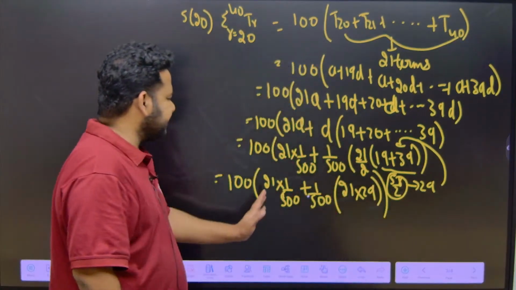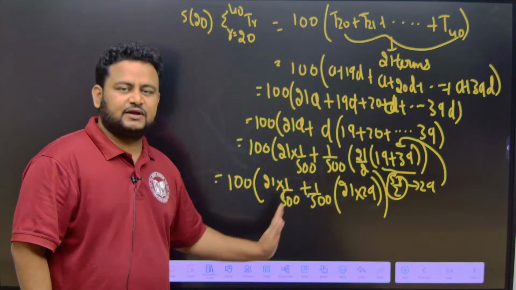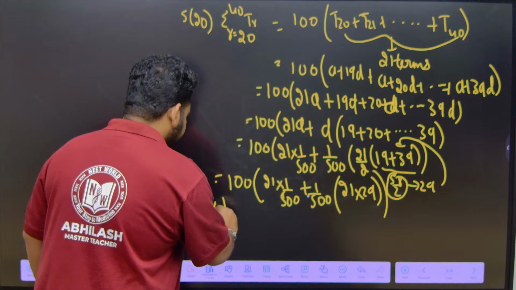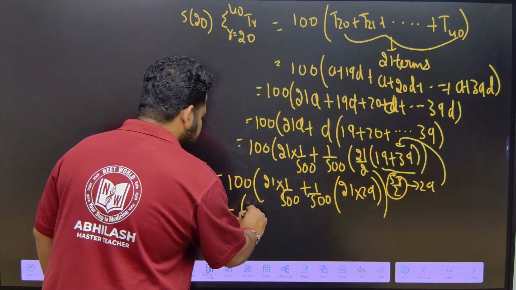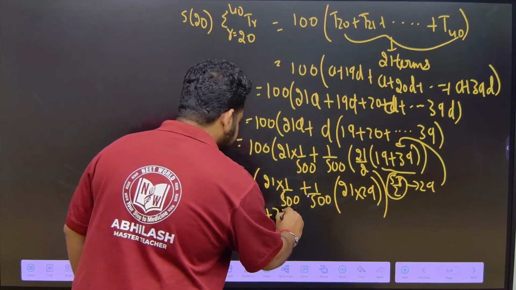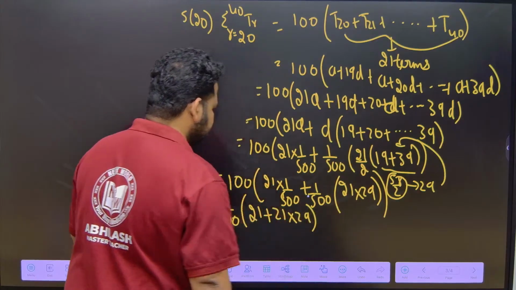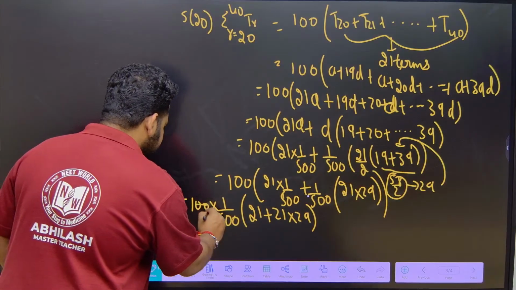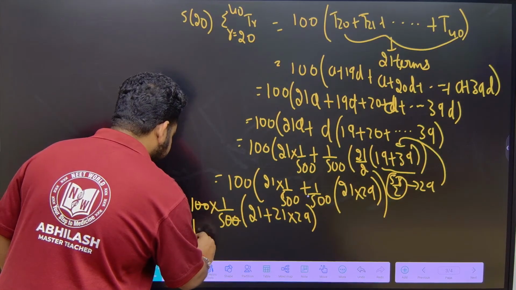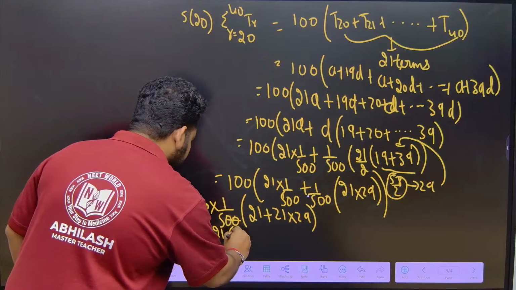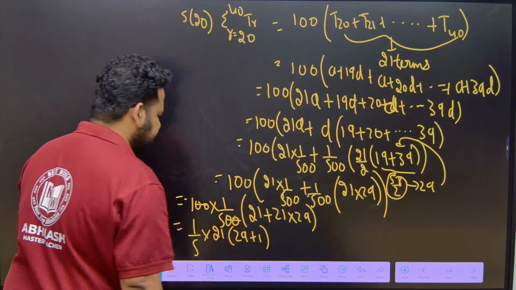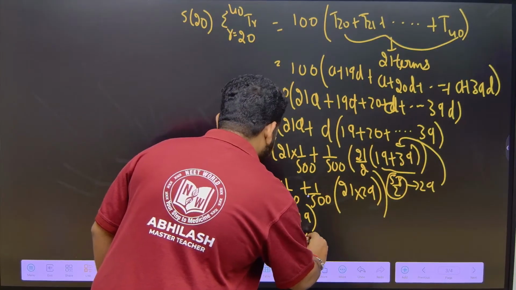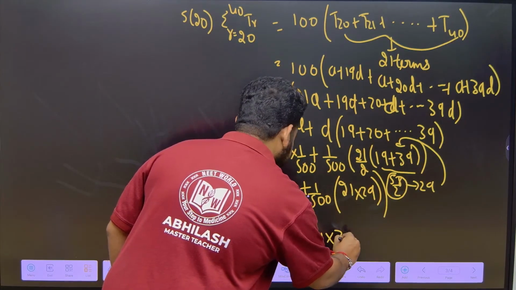Now I can take 1 by 500 common. So this will become 100 into 1 by 500 into (21 plus 21 into 29). Now I can take 21 common and cancel the zeros. This becomes 1 by 5 into 21 into (29 plus 1), and 29 plus 1 is 30.